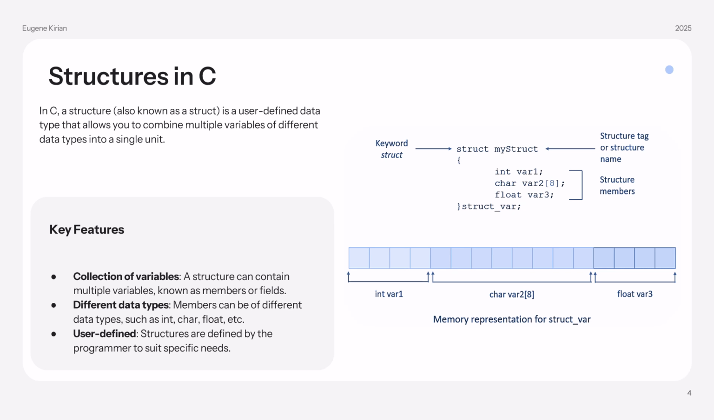The key characteristics of structures are: they can contain multiple variables known as members or fields. These members can be of different data types, such as integers, characters, or floating point numbers. Structures are defined by the programmer to suit specific requirements. By utilizing structures, you can create more organized, readable, and maintainable code. This, in turn, facilitates efficient data management and manipulation, allowing you to tackle complex programming tasks with greater ease.